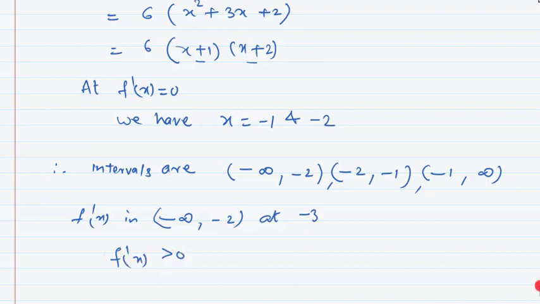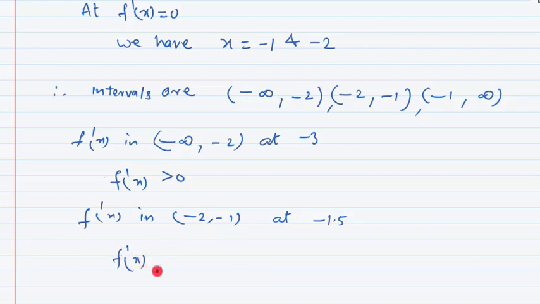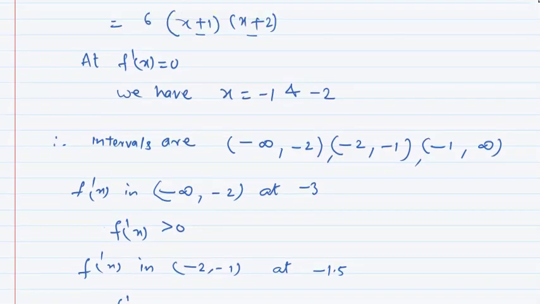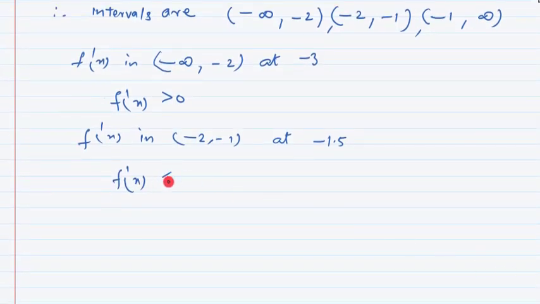Next is f dash x in the next interval, that is minus 2 to minus 1. Let us take any value, let us take minus 1.5. So let us find out whether it is positive or negative. When we put x is equal to minus 1.5, this value will be negative and this value will be positive. So overall we are getting a negative sign. So we can write that f dash x is less than 0.